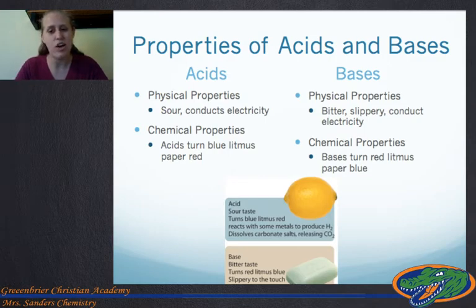The only extra piece of information on this slide is the little diagram, and it also tells you that an acid will react with some metals to produce hydrogen gas, and that dissolved carbonate salts will release CO2 when reacting with an acid. So if you are ever wondering if something is really an acid, you could react it, and if the metal produces H2 gas, then you know you have an acid, or if you have the carbonate salt and it produces CO2, you also know you have an acid.